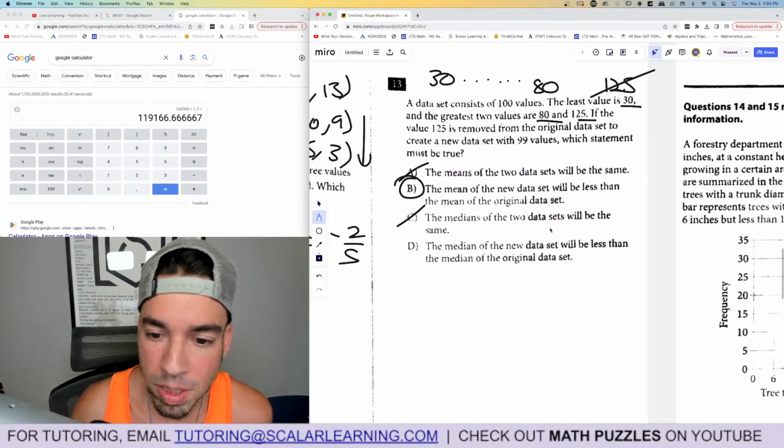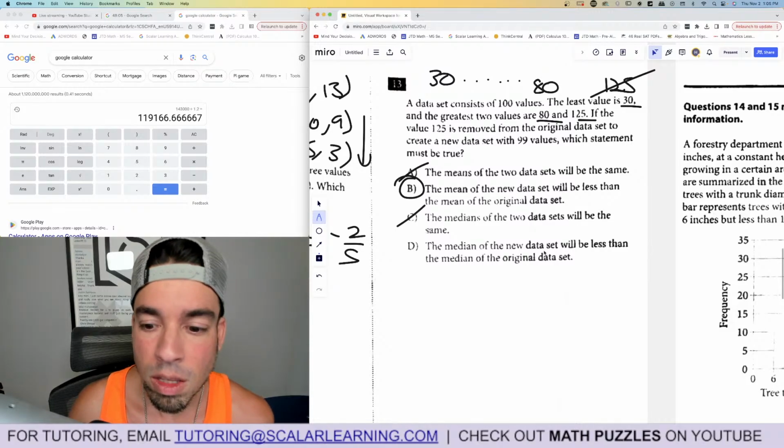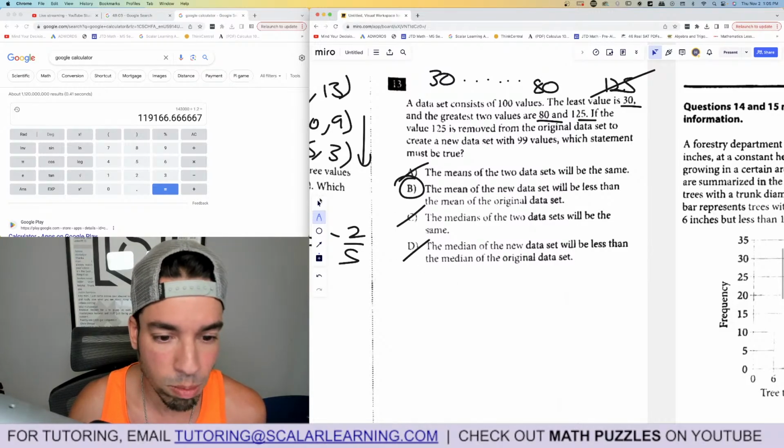Again, we don't know about the medians, right? The median of the new, again, we don't know it'll be less. So B is the winner. Boom, done.